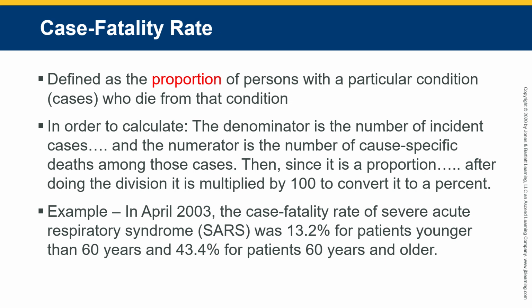The case fatality rate is defined as the proportion of persons with a particular condition who die from that condition. This tells us more. So in order to calculate, the denominator is the number of incident cases and the numerator is the number of cause-specific deaths. So let's look at this example. In April of 2003, the case fatality rate of severe acute respiratory syndrome, or SARS, was 13.2% for patients younger than 60 and 43.4% for patients 60 years and older. So you can see there's definitely a difference in age, quite a bit of a difference.